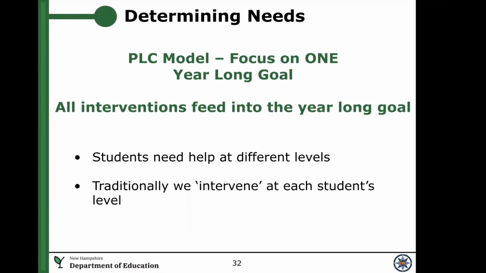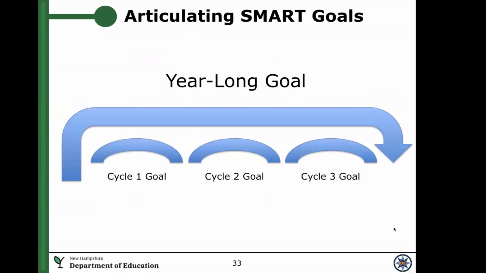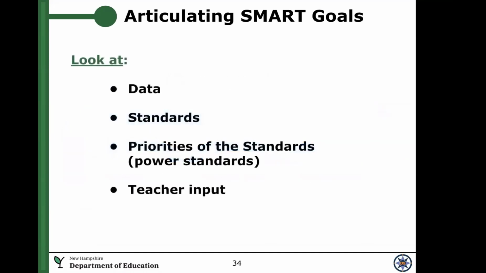Really, we're looking at students' needs and helping them at their different levels. We traditionally intervene at that student's level. So we figure out the area of need and where those students are, we group them together, and we make sure that we're meeting them at their needs. In doing that, I talked about this when we created our SMART goals, in that we have that year-long goal. To be able to create that, we need to look at data, right? We did that in a previous session.